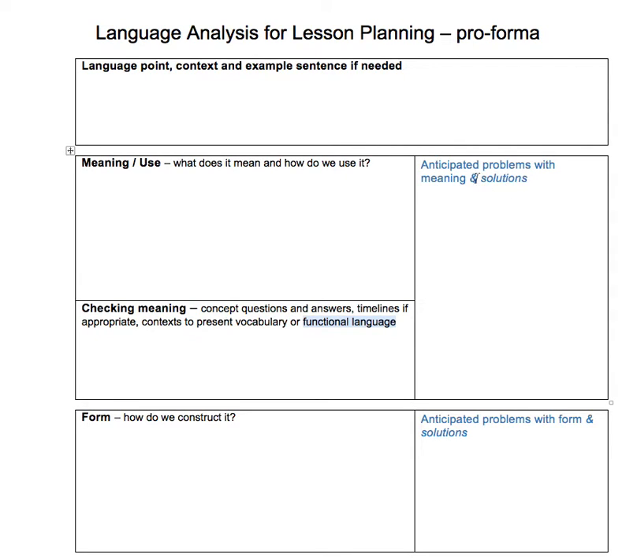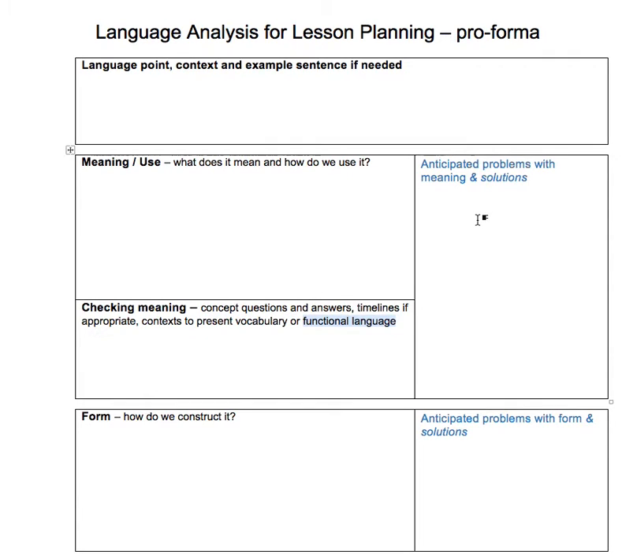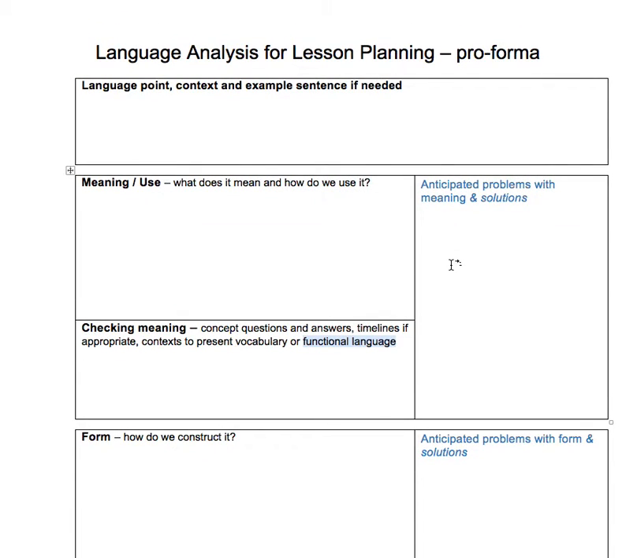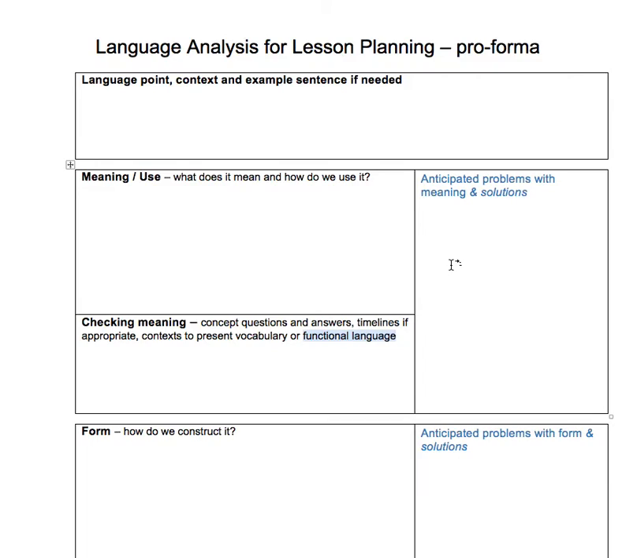Then here is a box for any anticipated problems with the meaning or use, and possible solutions. Okay, so anything that you think might come up as problematic with the meaning. Again, many people might get this mixed up with anticipated problems with form. So if you say students might make a mistake by leaving off the third person S, that is not an anticipated problem with meaning. That's a problem with form below. An anticipated problem with meaning would be not understanding that present perfect is something that happened in the past with relevance to now. Okay? Or not understanding that a second conditional is something that is not necessarily real but hypothetical.